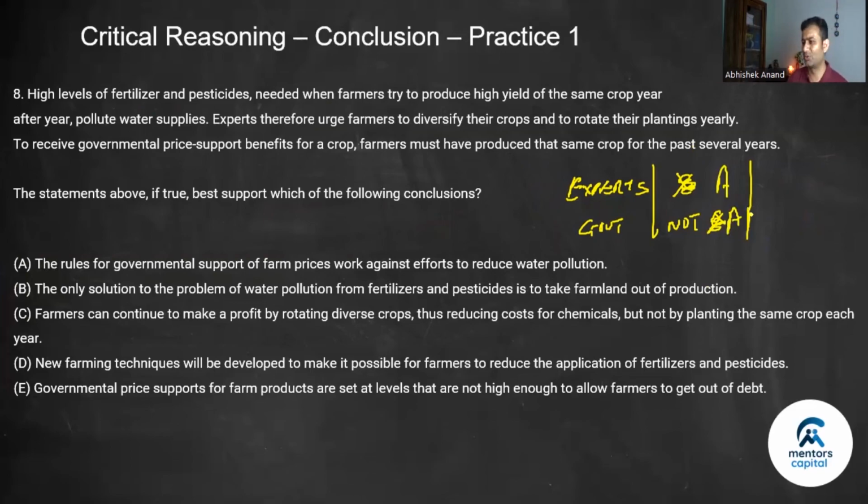Now, who is doing a better job, whose rationale is more sound, we don't have to get into. The only point here is that experts are saying do this, and government is saying do something else. And now we have to come up with a conclusion. The correct answer is this: the rules for government support of farm prices work against effort to reduce water pollution.